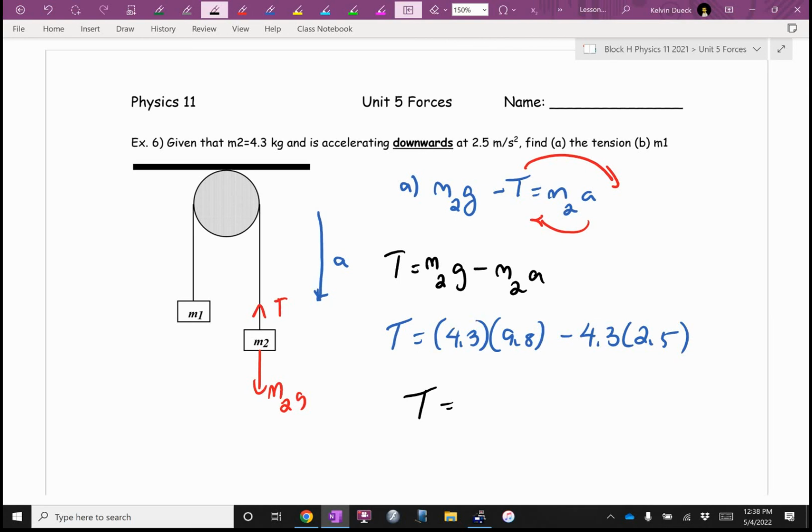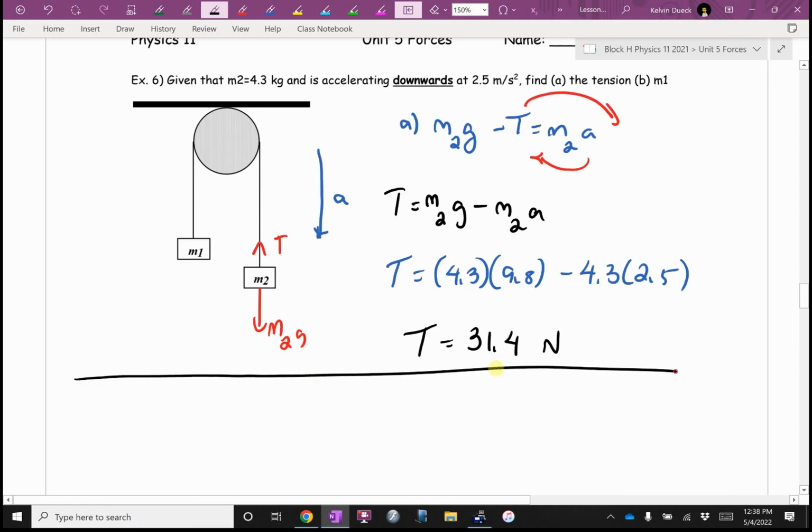Well, no, I want everything because I'm going to use this to find another answer. Okay, you know what? I'll write 31.4. Is it 31.39? I'll write 31.4, but I'll store it on my calculator. Old trick. And it's a force, so newtons. That's step 1.